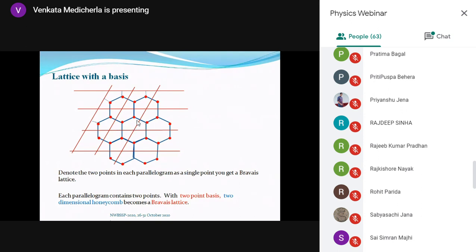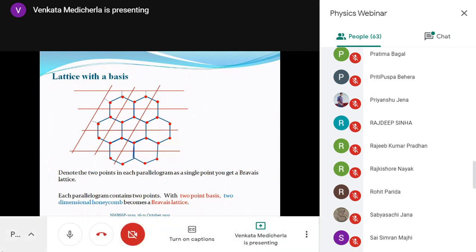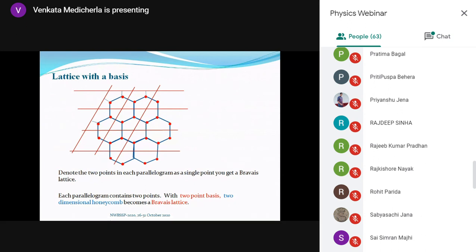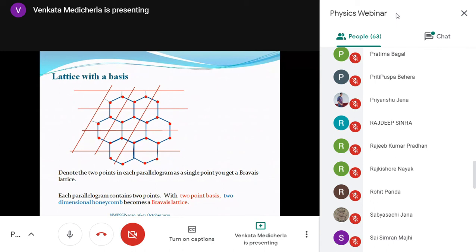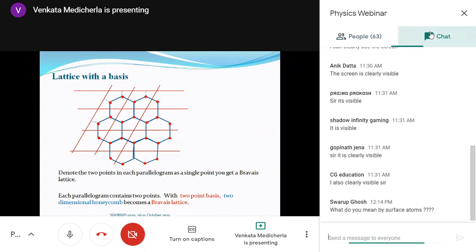No, surface atoms means, see, when you have any crystal, because you have a finite crystal, the atoms which are on the surface, facing the vacuum or atmosphere, those are called surface atoms. If you take a cubic crystal, it has 6 surfaces, and all the surfaces have atoms on the boundary of the crystal and the atmosphere. Those are called surface atoms.